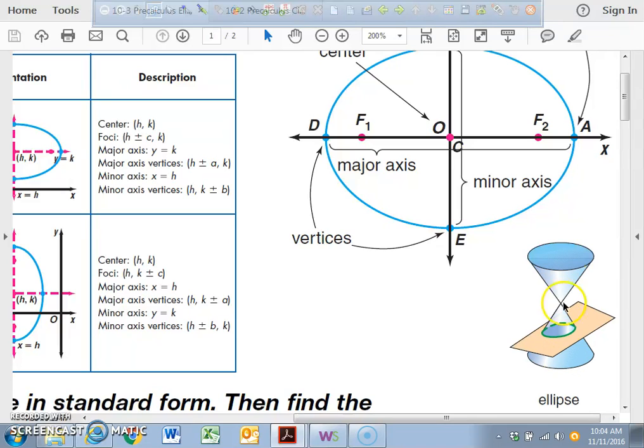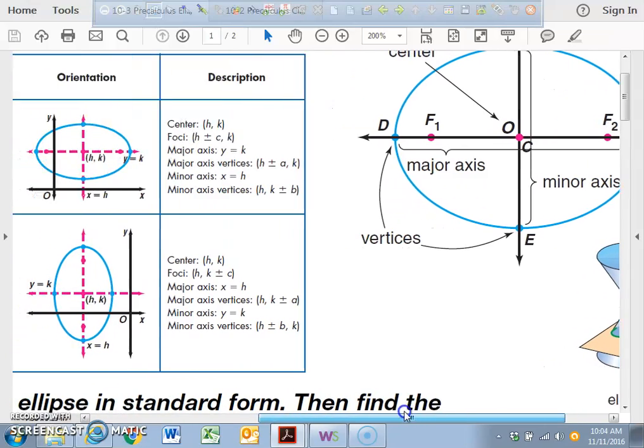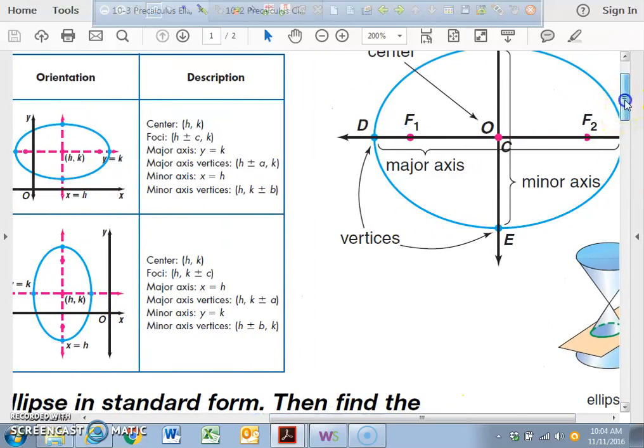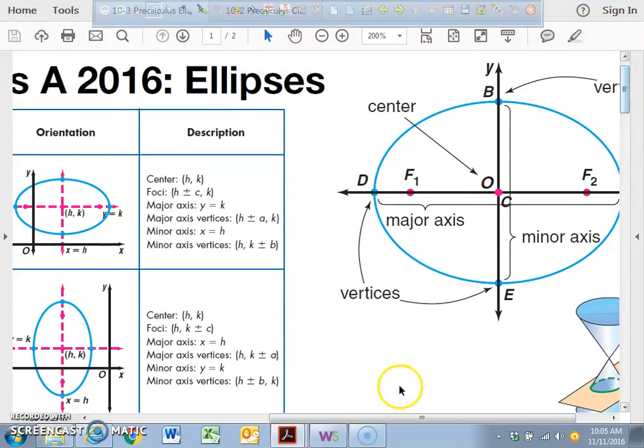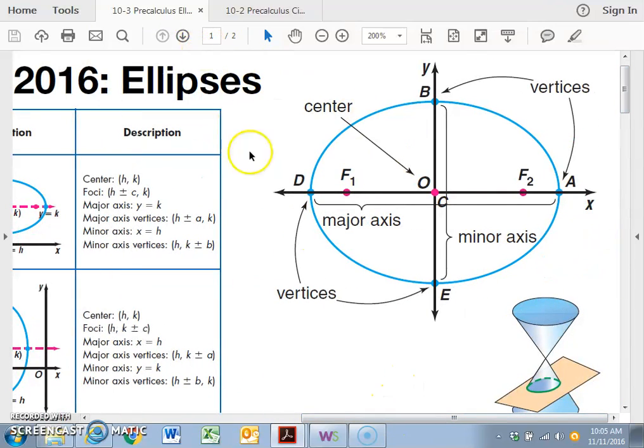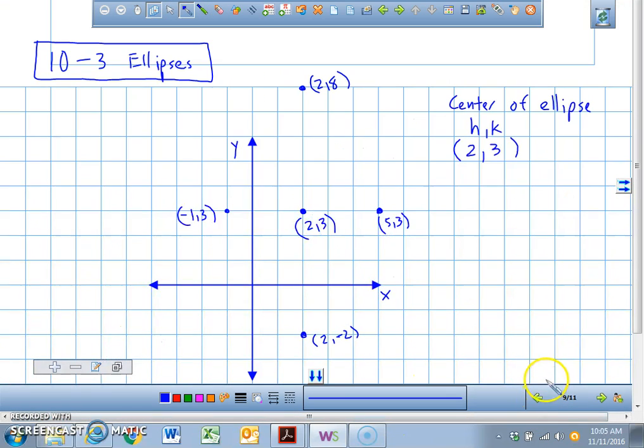cones right here. And if you have a plane that goes diagonally down through the cone, it forms this conic section, known as an ellipse. All right? And what we're going to be doing in this video is going over the different parts of an ellipse. So we're going to go back here. Right now, this (2, 3) is the center of our ellipse. That's our (h, k) value. So you should have that right there on your paper.